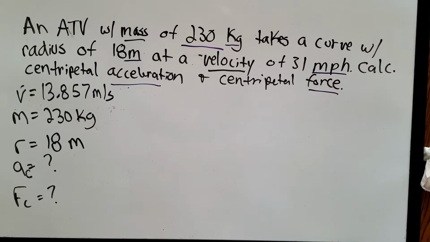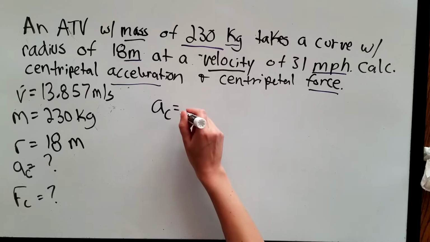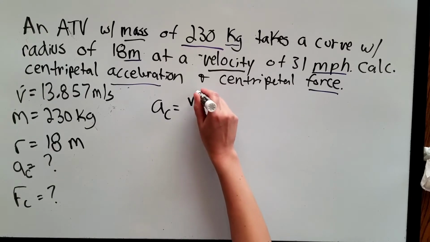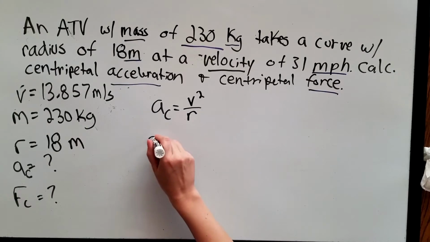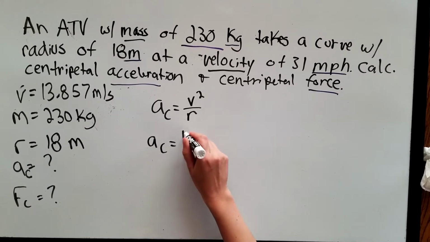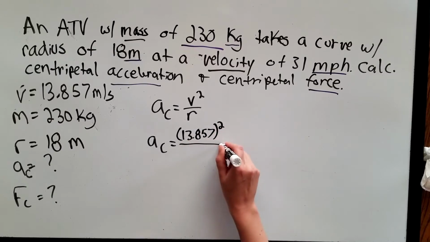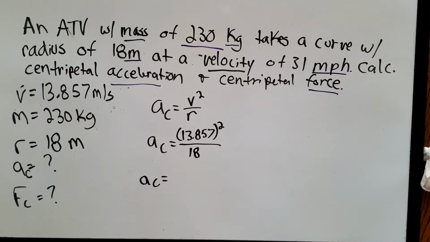The nice thing about these is since we know it's centripetal, we only have one equation for centripetal acceleration, and that is V squared over R. No rearrangement required, so we are just going to plug in our information. Our velocity converted to meters per second, so we have 13.857. We're going to square that and divide it by our radius of 18. So I'm going to calculate that out quick. 13.857, we're going to square it and then divide it by 18.